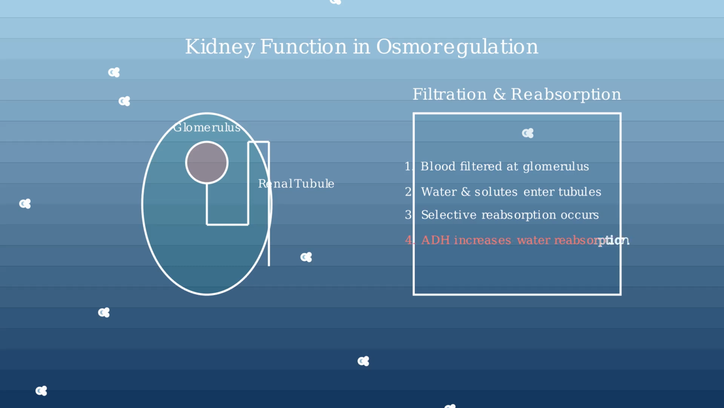Antidiuretic hormone, ADH, plays a crucial role in this process by regulating water reabsorption. When ADH levels increase, more water is reabsorbed, resulting in more concentrated urine.